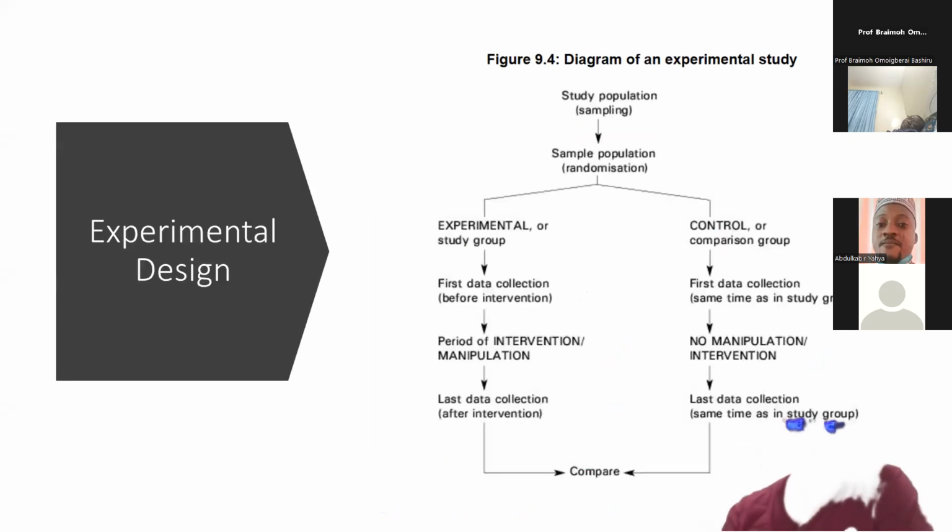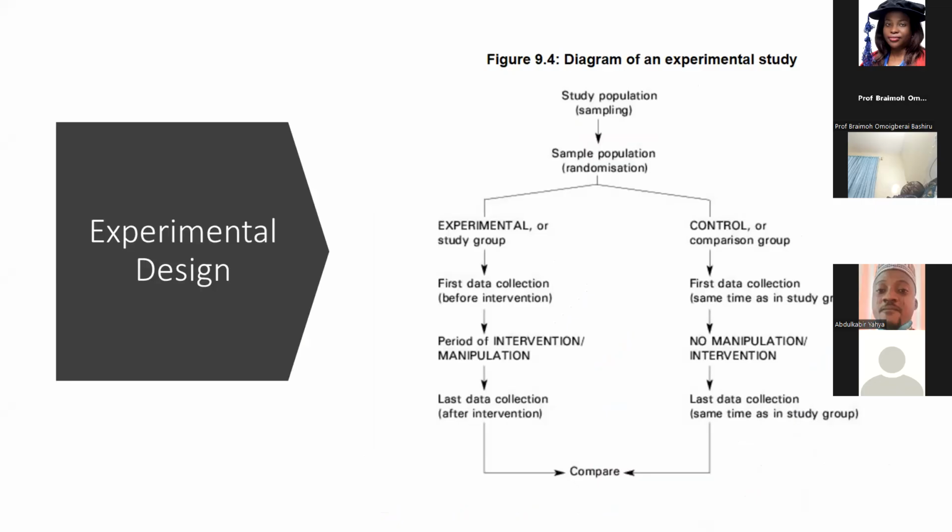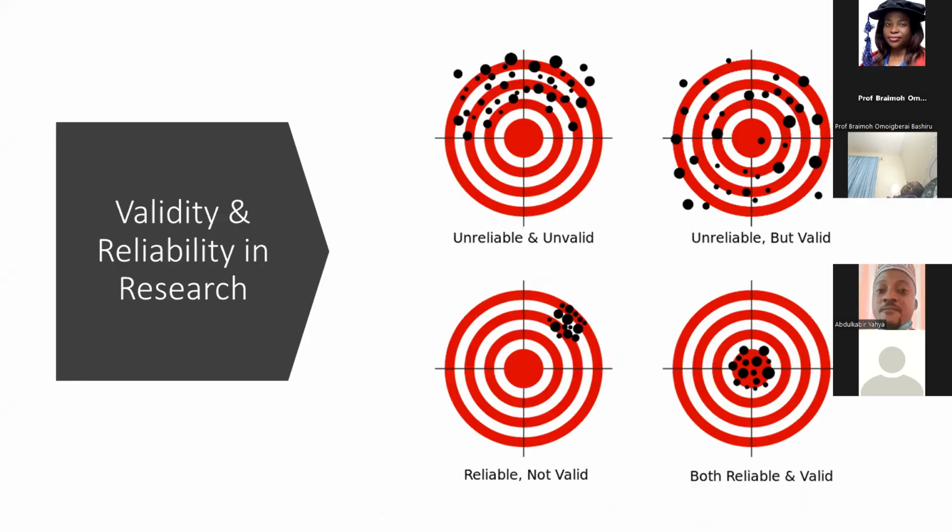All right, so this is where we were. And just to wrap that up, after the intervention, you will take another set of measurements and you will compare the measurements between the experimental and the control group. And that's what the flow is. So let's talk a little bit about validity and reliability in research.